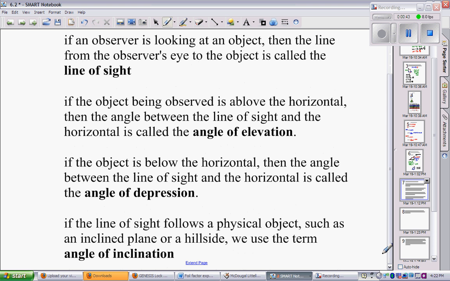If the line of sight follows a physical object, such as an inclined plane or a hillside, we use the term angle of inclination. There are picture diagrams of these on page 487. But in a lot of word problems, they'll give you that they are looking from the ground.